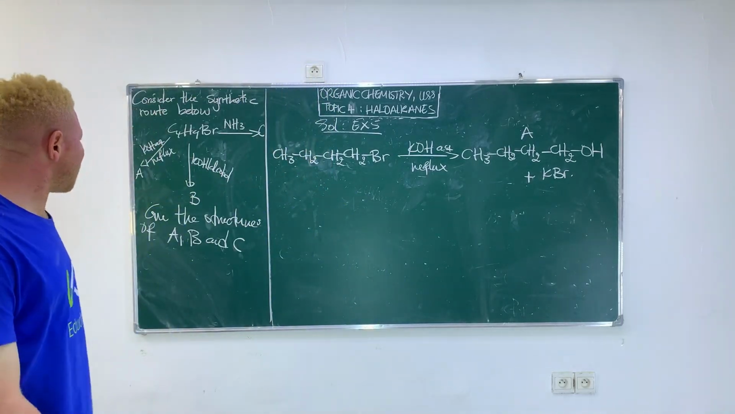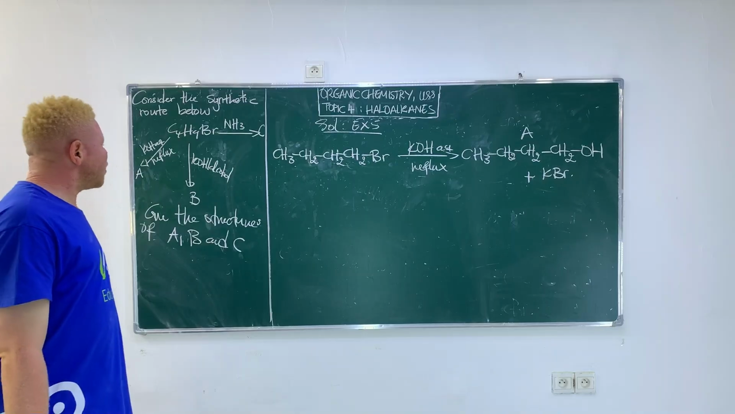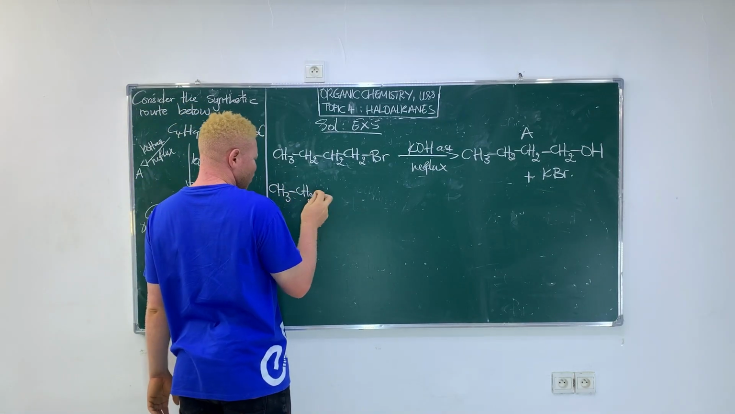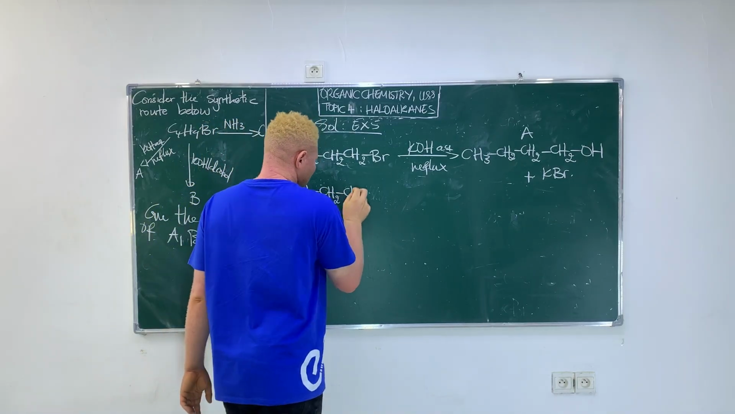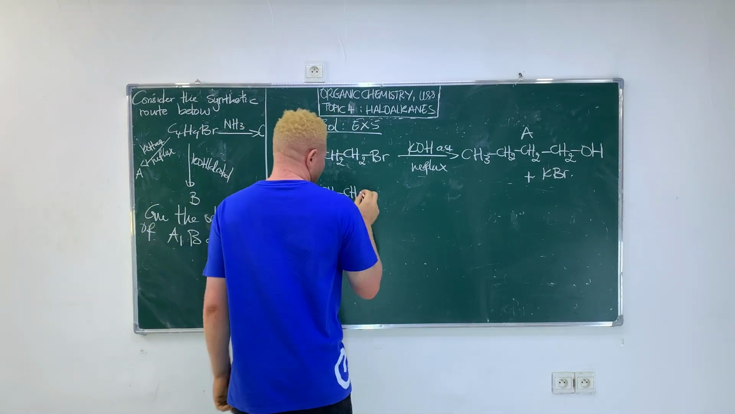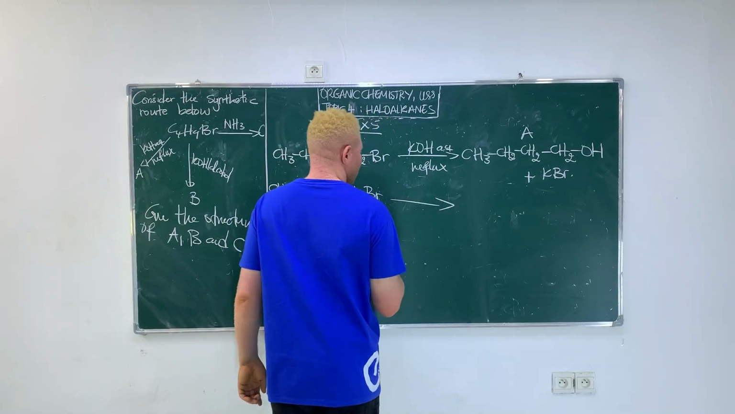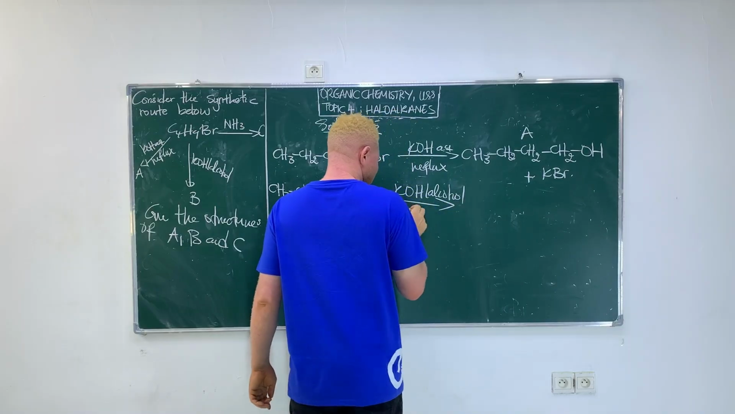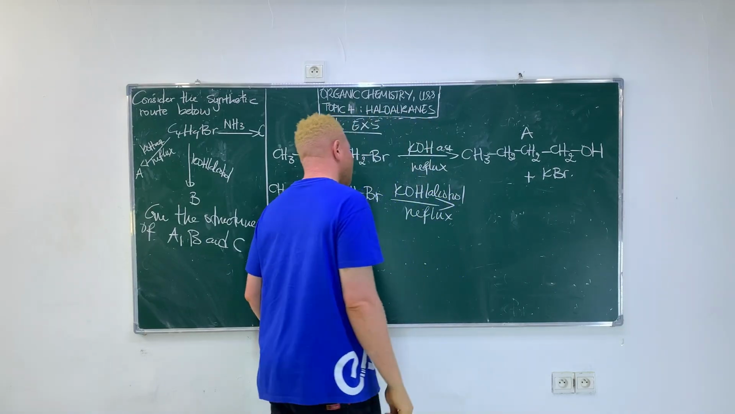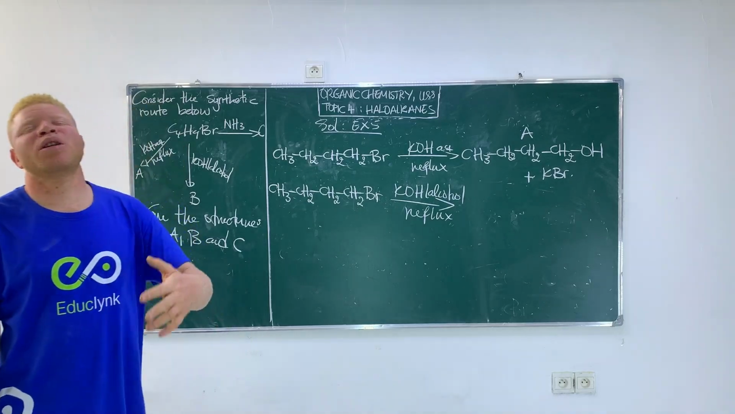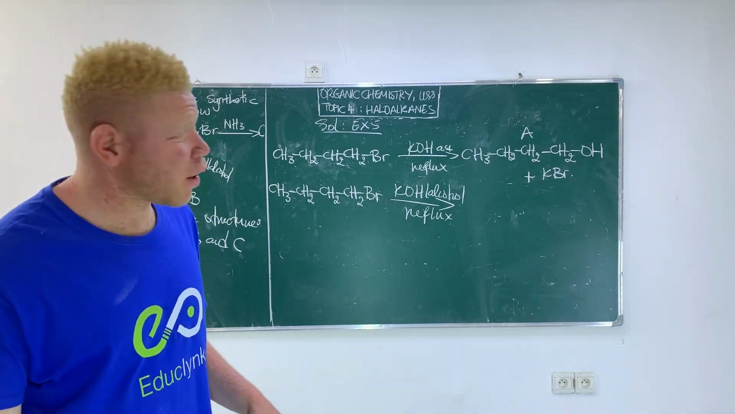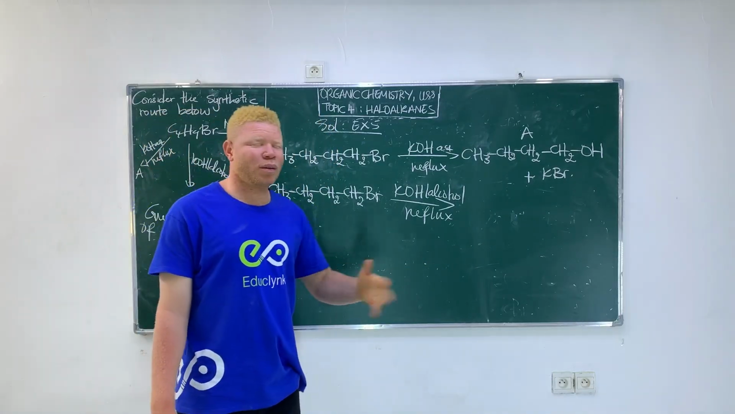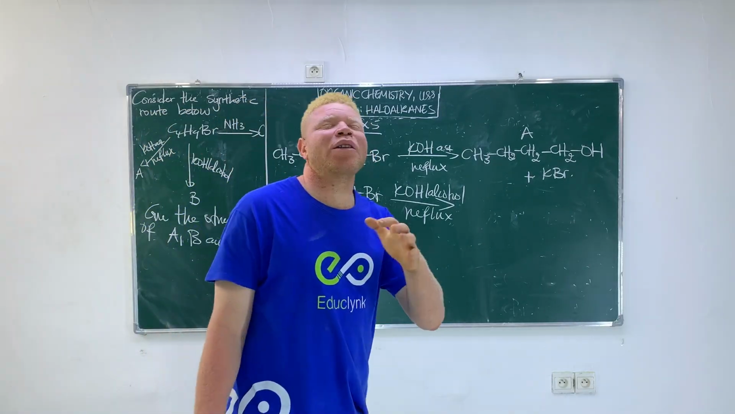So let's go to the formation of B. So B on its history, CH3CH2CH2CH2Br, alcoholic KOH, reflux. So alcoholic medium favors elimination reaction. It's an elimination reaction. So halogen will be eliminated from the organic compound. So how is halogen being eliminated?